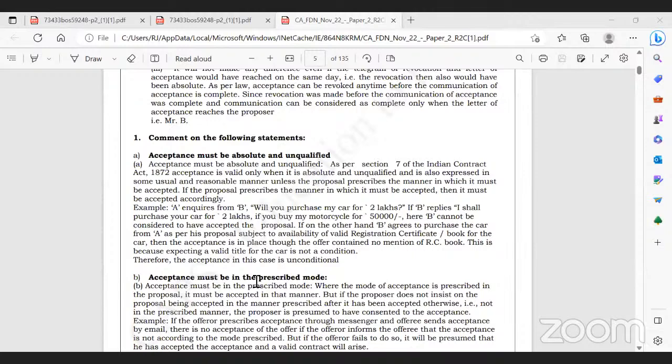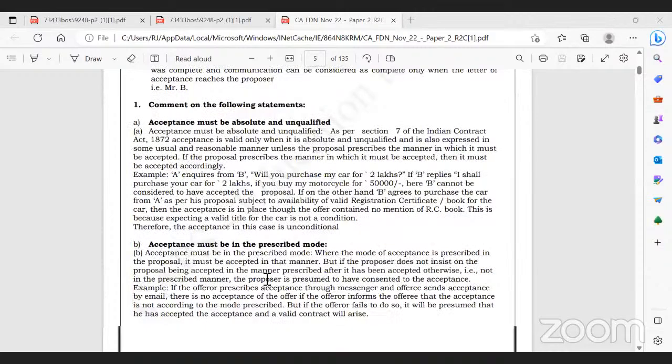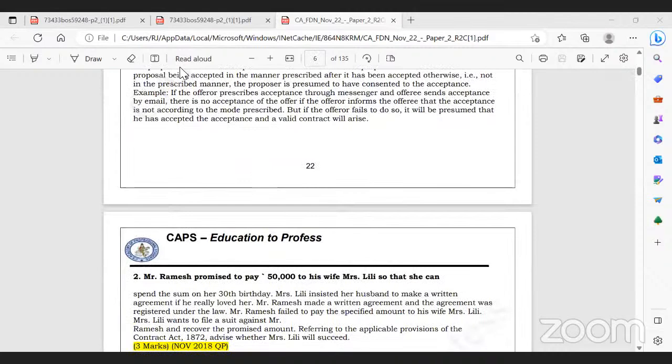Second question, acceptance must be in the prescribed mode. Remember, acceptance must be made in the prescribed mode. You have to write that. Or it can be in any other mode. But if the offerer insists that it should be only in that mode, then the acceptance will become null and void. I'd given you the normal.